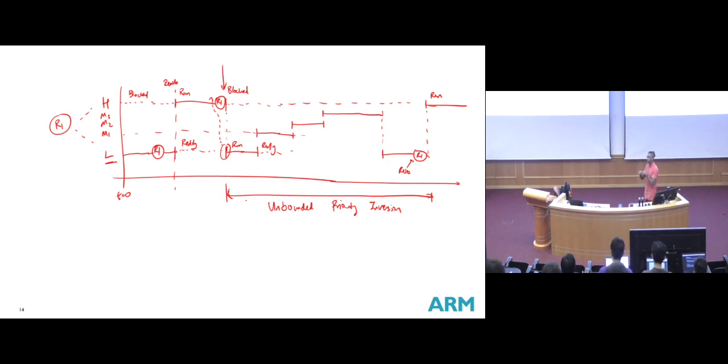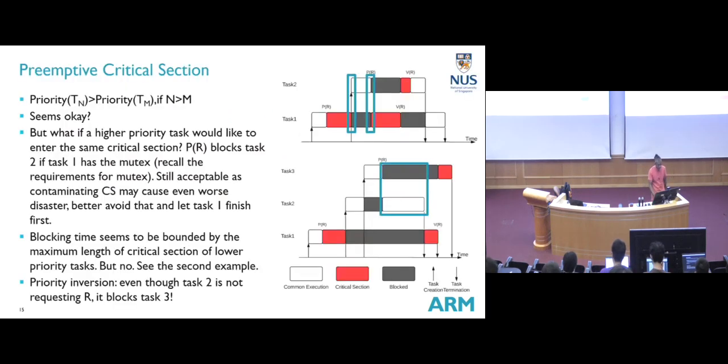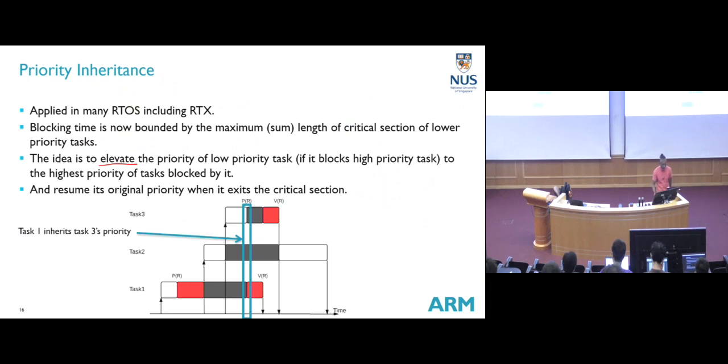Once the resource is released, the low priority task goes back to its original level. It's only a temporary inheritance. Temporarily you inherit the high priority level, but once the resource is released, you go back. That is the solution that is actually implemented by the OS itself.